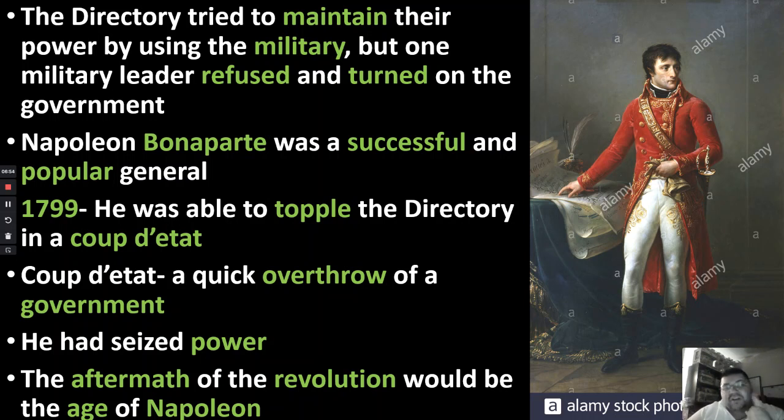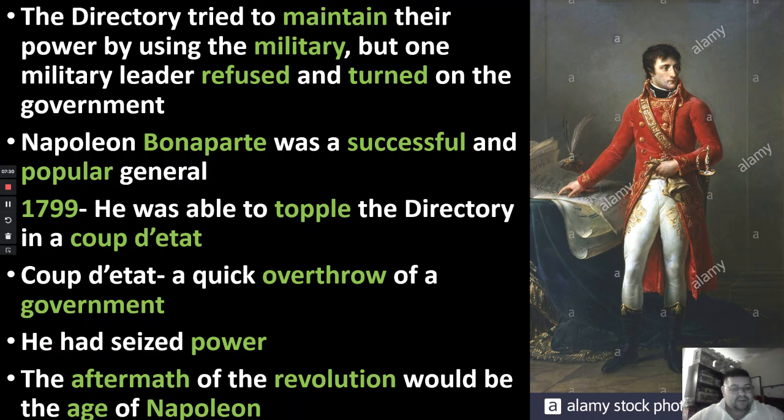But there was one military leader who said, no, I am not going to go against the people of France. I'm not going to turn on them. I'm going to turn on you. And that guy, his name was Napoleon Bonaparte. Napoleon Bonaparte was a very successful and very popular general at that time. Okay. And in 1799, he was able to topple the Directory by staging a coup d'etat.